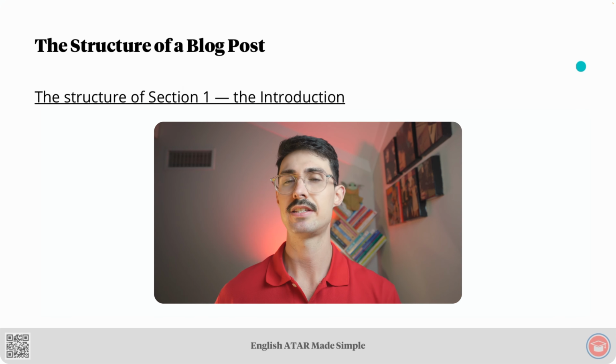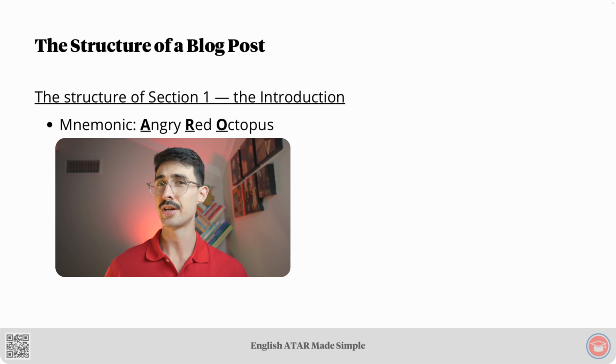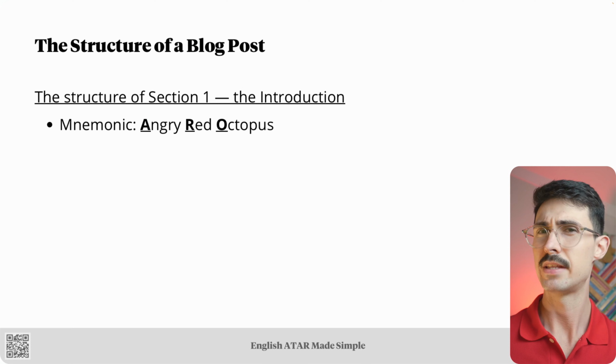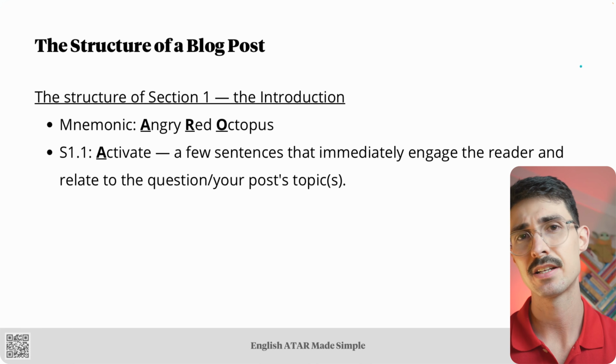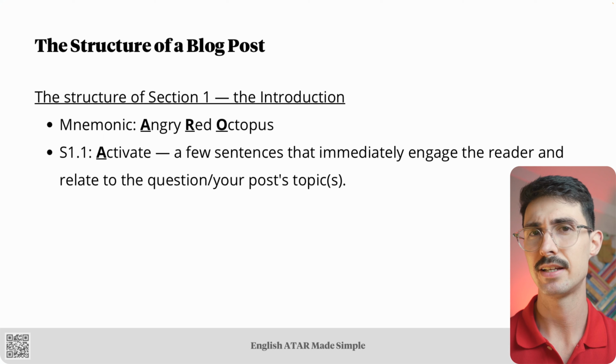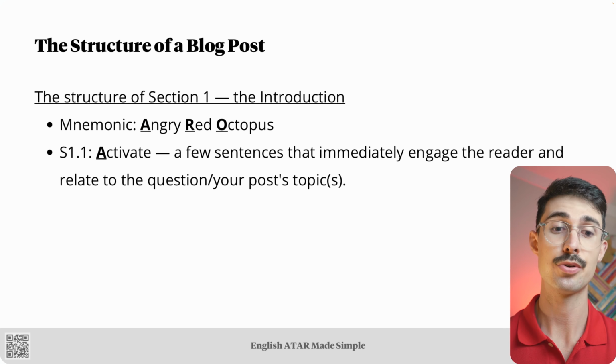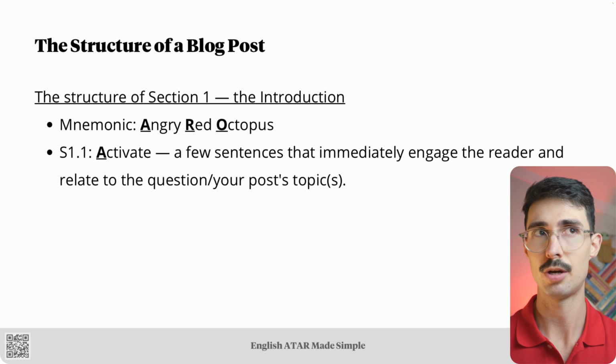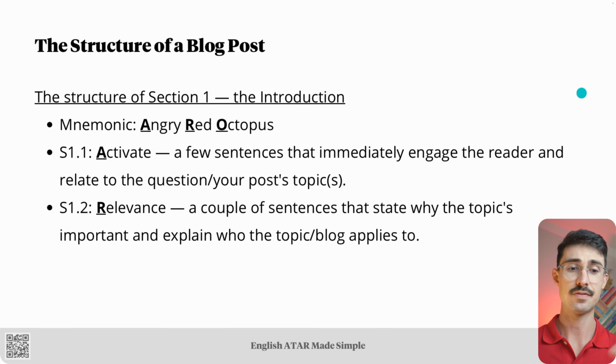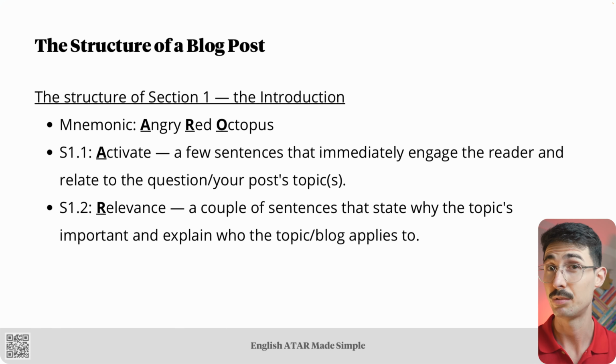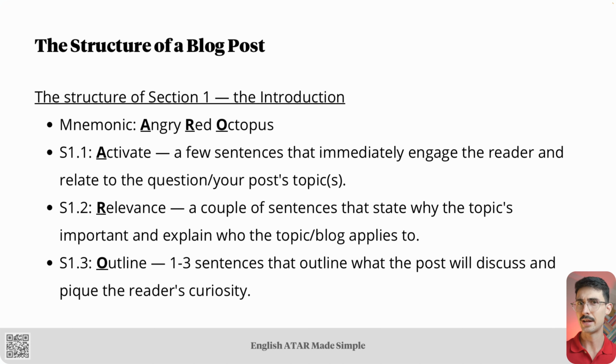This is section 1, the introduction. Mnemonic: angry, rude, octopus. The A stands for activate. The activate is a few sentences that immediately engage the reader and relate to the question or your post's topic or topics. The R stands for relevant. The relevant is a couple of sentences that state why the topic is important and explain who the topic or blog applies to. Final element is subsection 1.3, the outline. This is 1 to 3 sentences that outline what the post will discuss and pique the reader's curiosity.